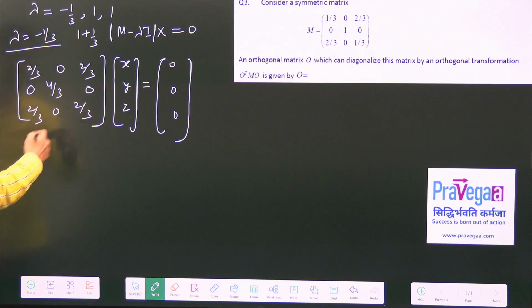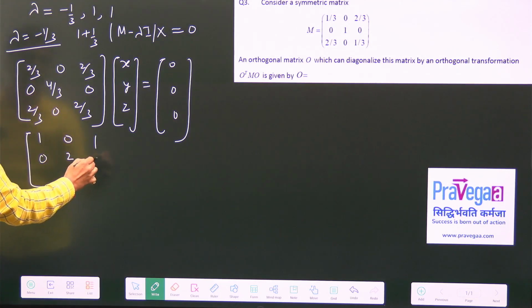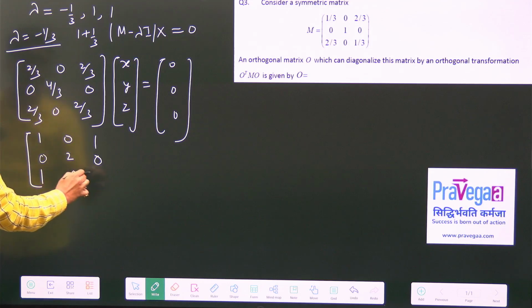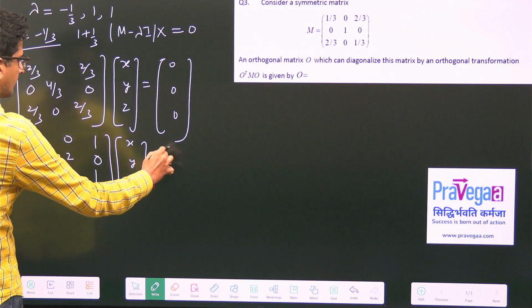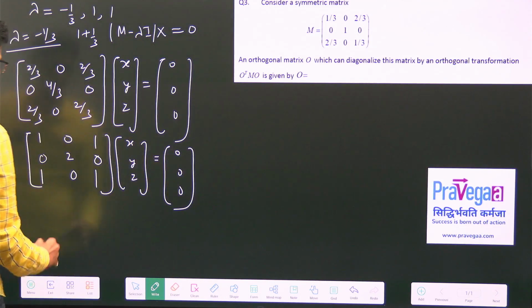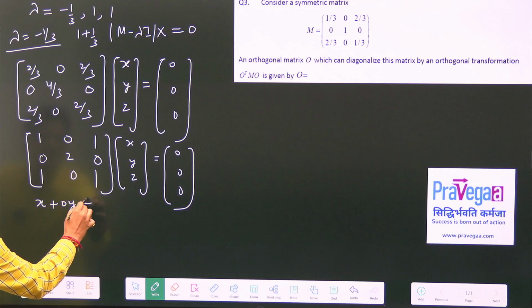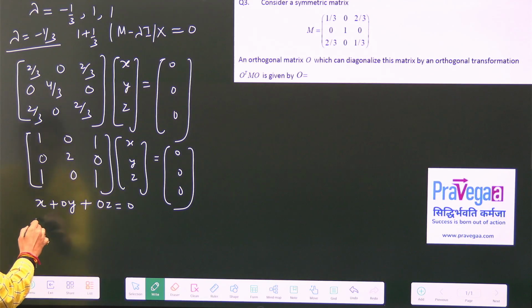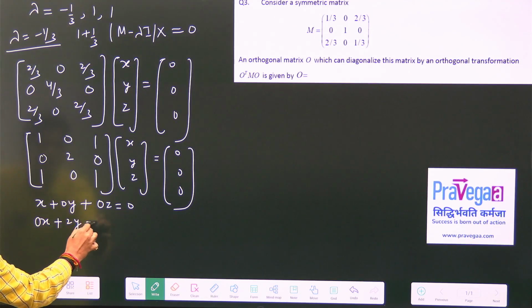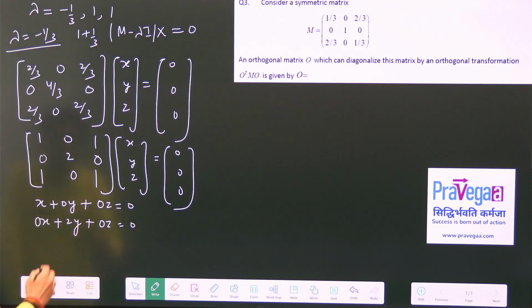Now you can just take 2 by 3 common from the matrix and it will give you 1, 0, 1, 0, 2, 0, and 1, 0, 1. This into x, y, z is equal to 0, 0, and 0. So what we get here is x plus 0y plus 0z is equal to 0. The second one is 0x plus 2y plus 0z is equal to 0, and the third one is the same, so I am not writing it.